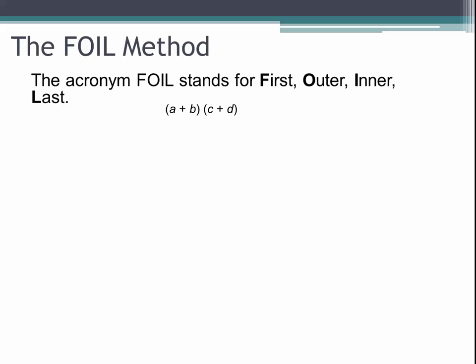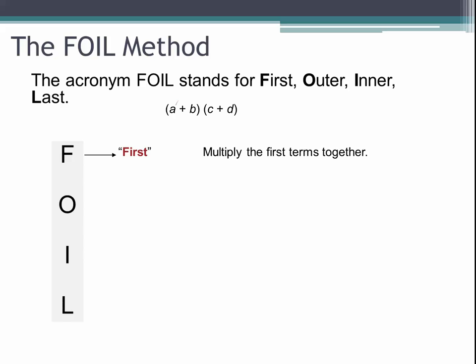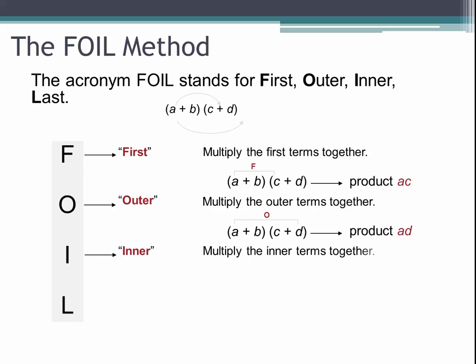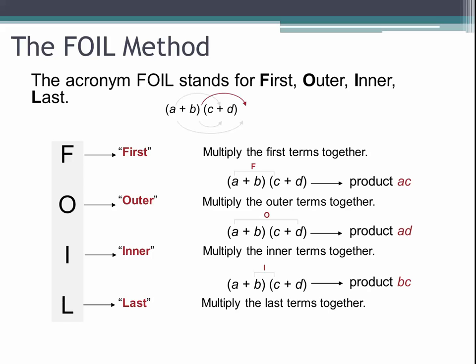The FOIL method, the F stands for the first terms. So we're going to take the first two terms, which is the A times the C. Then we take the outer terms, or the A times the D. The I stands for our inner terms. So we're going to multiply the B times the C. And finally, our last terms, so we're going to multiply our B times D.